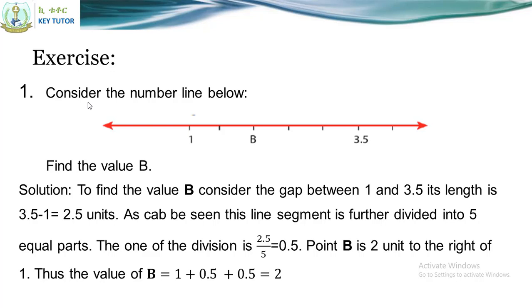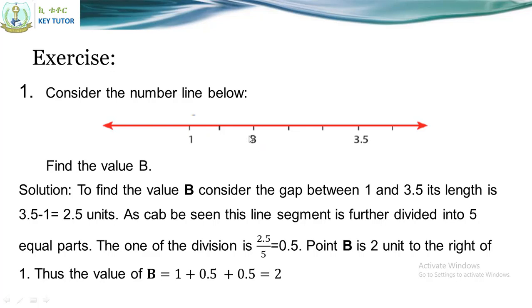Consider the number line below and find the value of p. Here you can see the number line that is divided into 5 parts, and we want to find what the value of p is. The one thing you can see here is you start at 1 and you end up at 3.5. You can consider these as given to get the location of p. First, how long is between 1 and 3.5? To get that, you subtract 1 from 3.5, you get 2.5, and the gap between 1 and 3.5, as you can see, is divided equally into 5 equal parts.